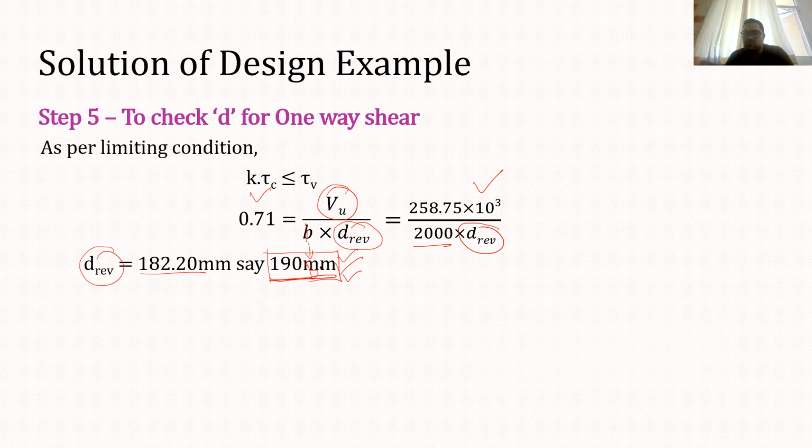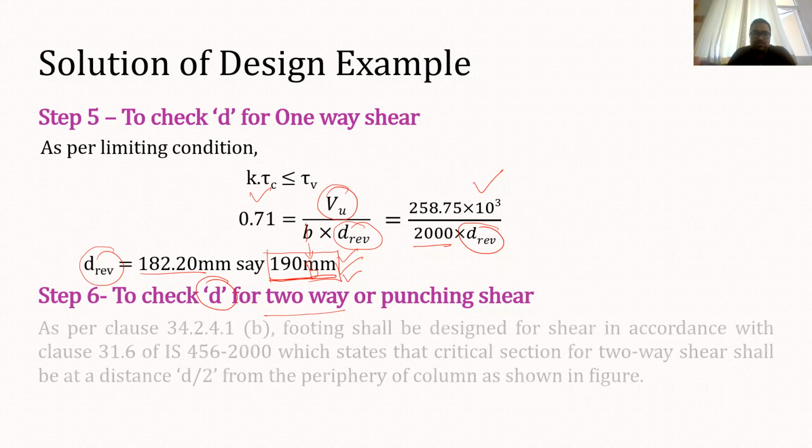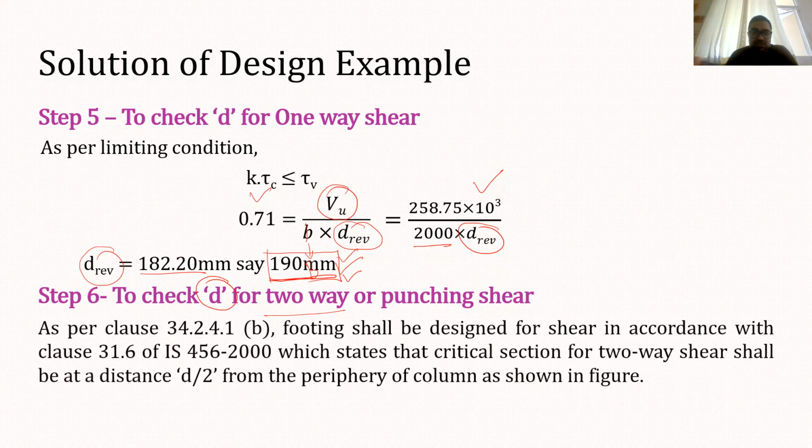If it is not passed in two-way shear criteria, we again have to revise this D. So now again moving to the next step, and next step is now checking the D for two-way shear. Two-way shear is also known as punching shear because the column can punch through the foundation if the depth is insufficient. So we know the critical section of punching shear, and it is at d by 2 distance.